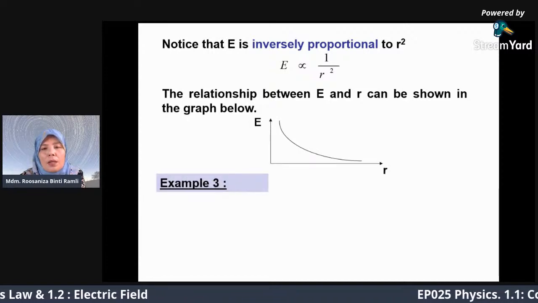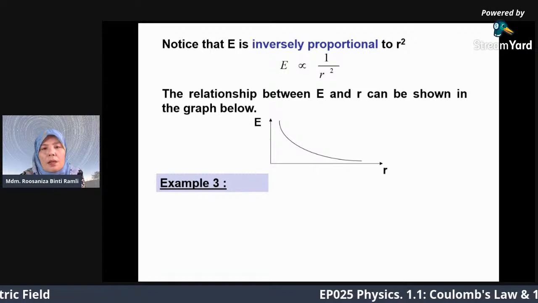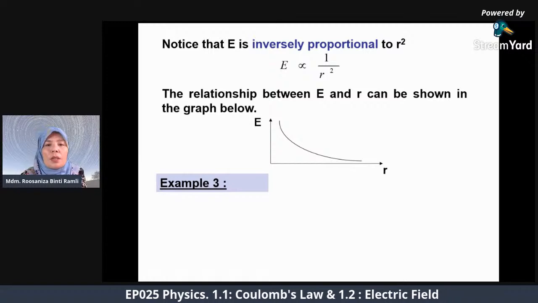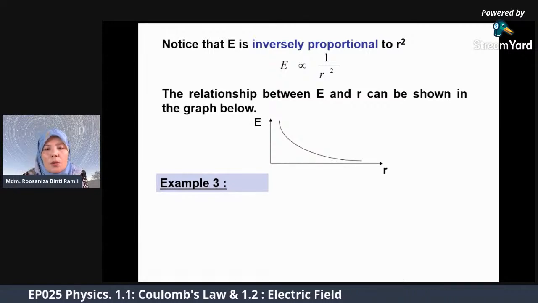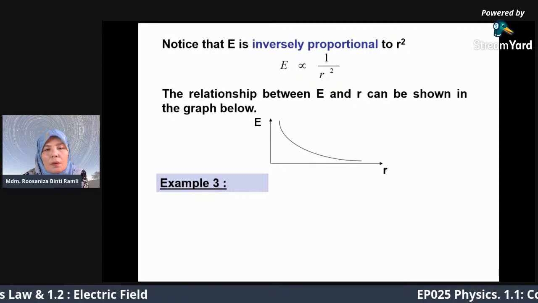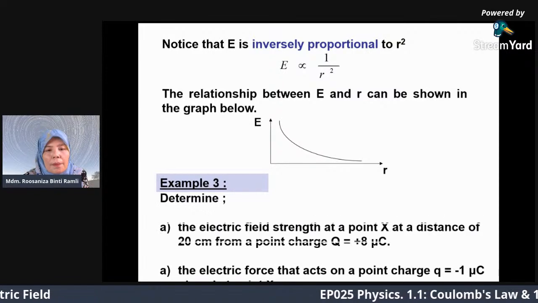Graph E against R. You can see the relationship between E and R is inversely proportional. This means when the distance R is increasing, E will be decreasing.